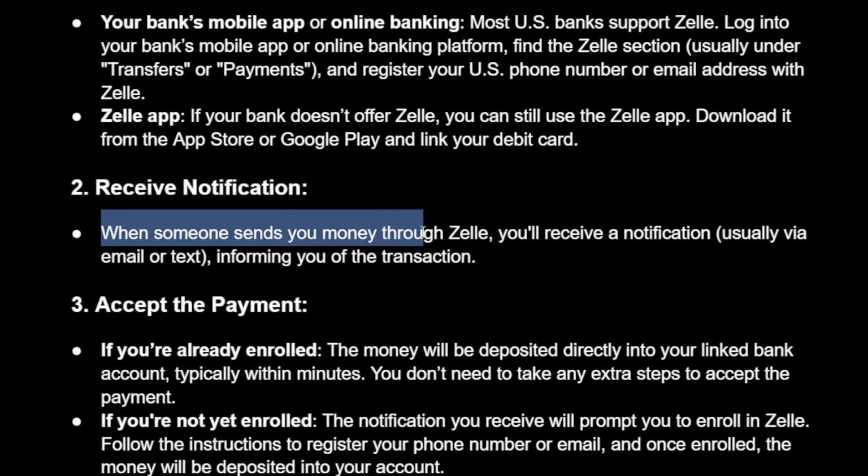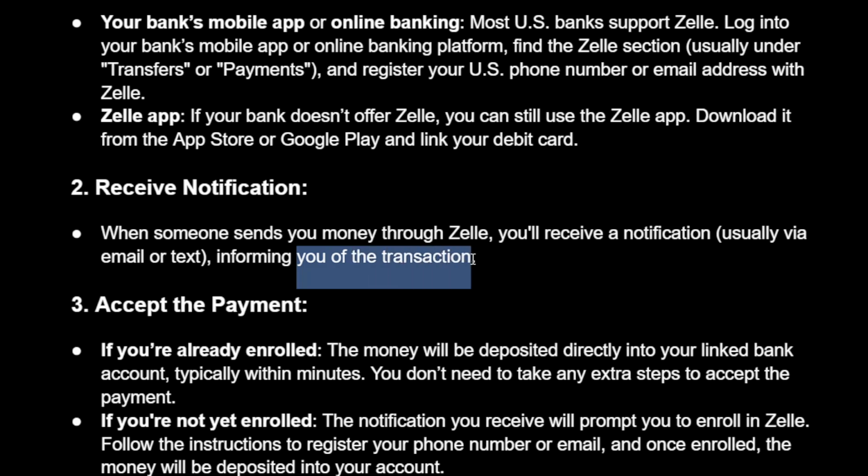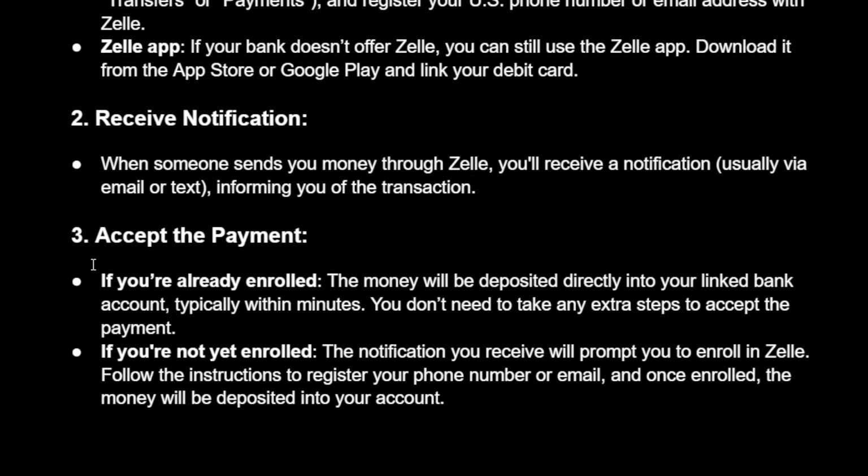So when someone sends you money through Zelle, you receive a notification, which is usually going to be sent through email or text informing you of the transaction. And to accept the payment here, if you're already enrolled, the money will be deposited directly into your linked bank account, typically within minutes. You don't need to take any extra steps to accept the payment.